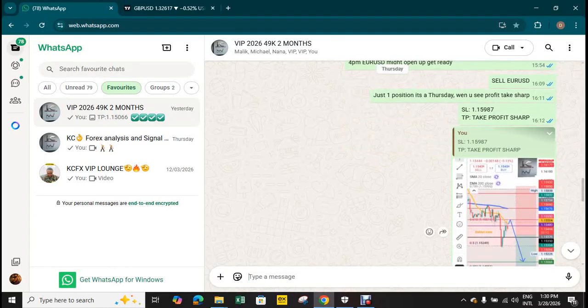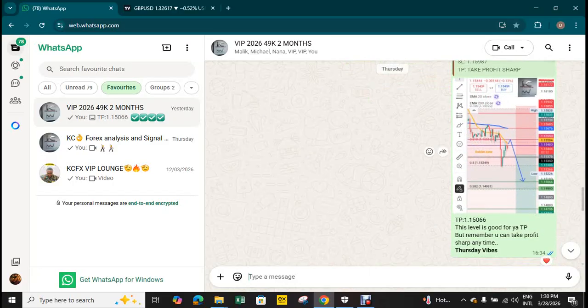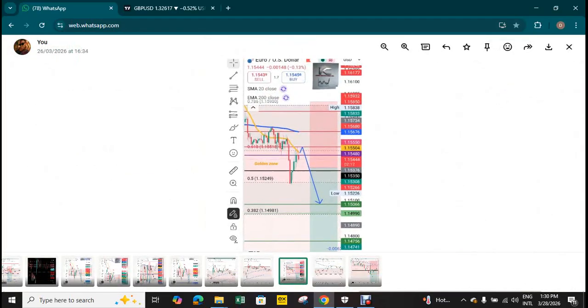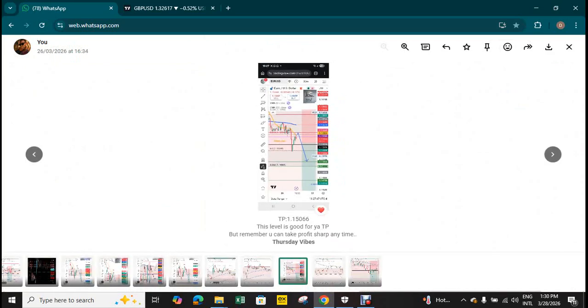Reasons I said so was because it's on Thursday, and you know Fridays we don't trade, so I wanted us to just take what we can take and we're out. I didn't want to waste too much time here. I wanted us to take our profit and just stay out. So this was the pair. I advised us here that our TP we can use 1.15066. It's a very good level to take your TP. That's what I did.